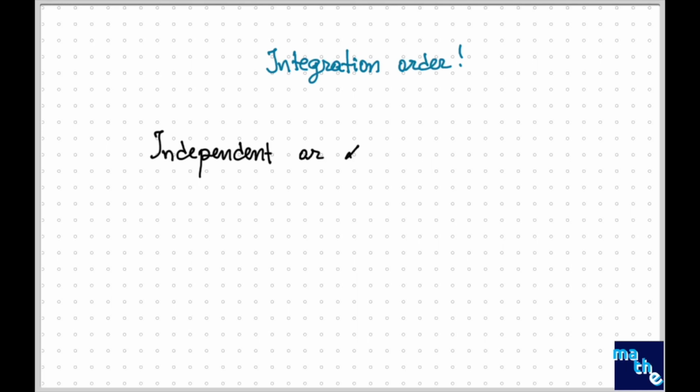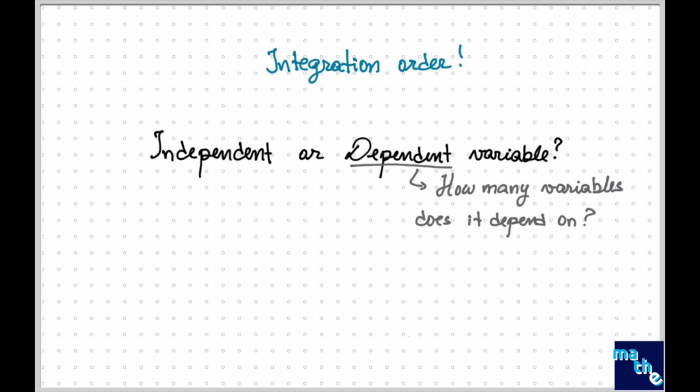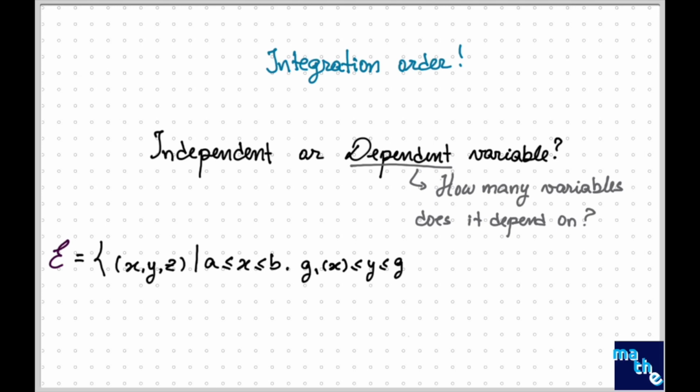And for that, we also need to assess if one variable is independent or not, and in that case, how many variables does it depend on? Let's say that for a certain three-dimensional region E, defined in x, y, and z, x is held constant, y depends on x, and z depends on both x and y.